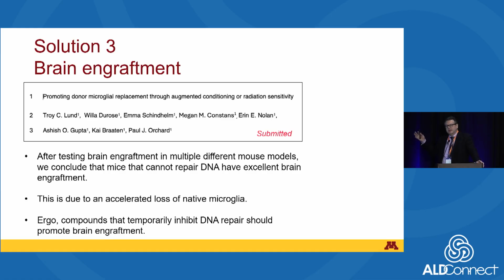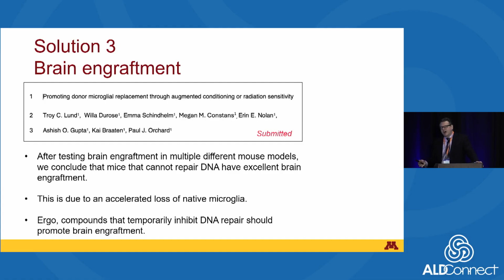But getting back to problem number 3, which is very interesting to us, is brain engraftment. So we've just submitted this paper on microglial engraftment in our mouse model again. And we did lots of different mouse transplants in different versions. And the paper is really about what are the important things that make your brain engraft in the model. So I'll just give you the conclusion. After testing brain engraftment in multiple different mouse models, we conclude that mice that don't repair their DNA have excellent brain engraftment. It's really because they lose their microglia.